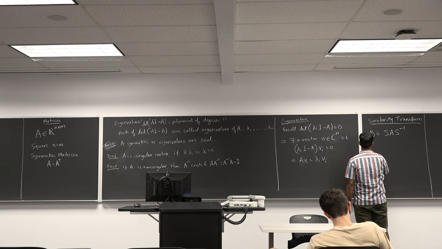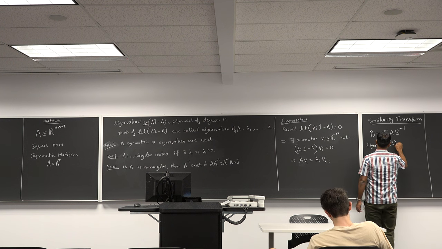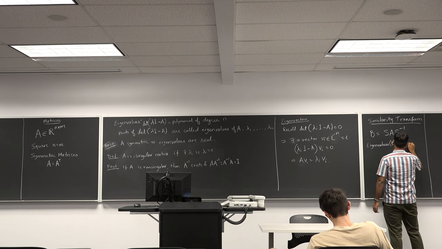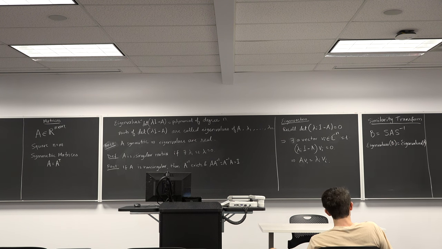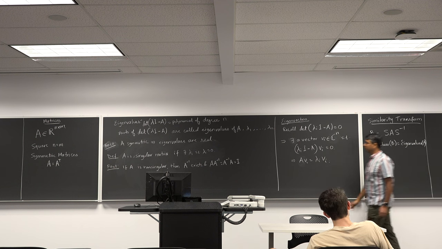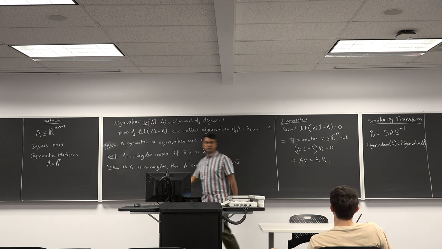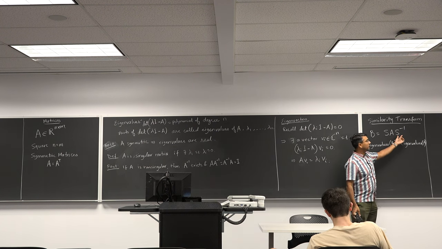So this is known as a similarity transform, and the eigenvalues of B are the same as the eigenvalues of A. So multiplying by a matrix and its inverse doesn't really change the eigenvalues of the matrix A. What are the conditions again for S? It just has to be a non-singular, invertible matrix, because you have to take the inverse on this side.